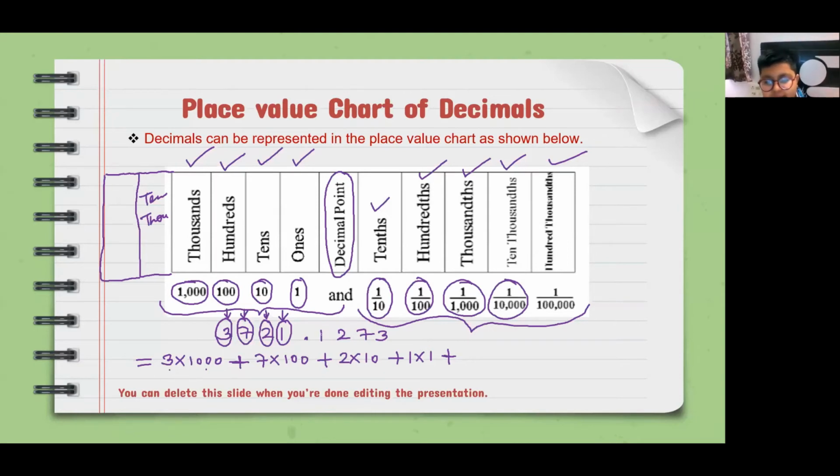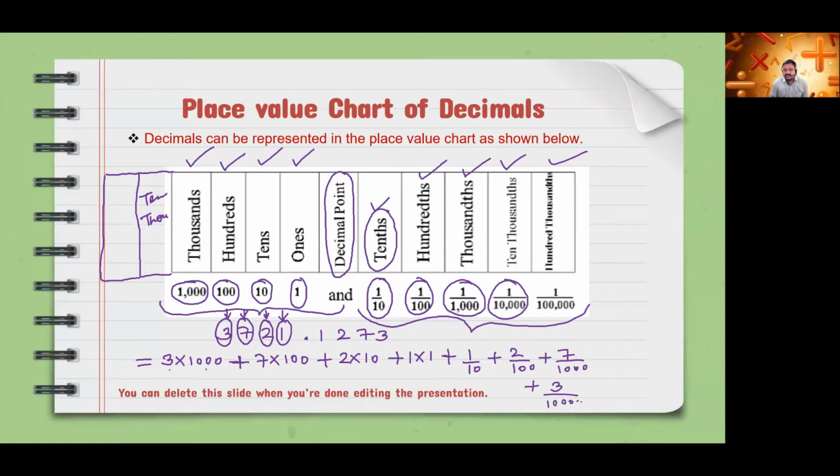Sir, then after there will be, now this value is tenths. 1 upon 10. Plus, not multiply, plus. 1 upon 10, 2 upon 100, 7 upon 1000, and 3 upon 10,000. Correct. So in this way, we write any decimal value in the expanded form. Is it clear to you? Yes, sir.